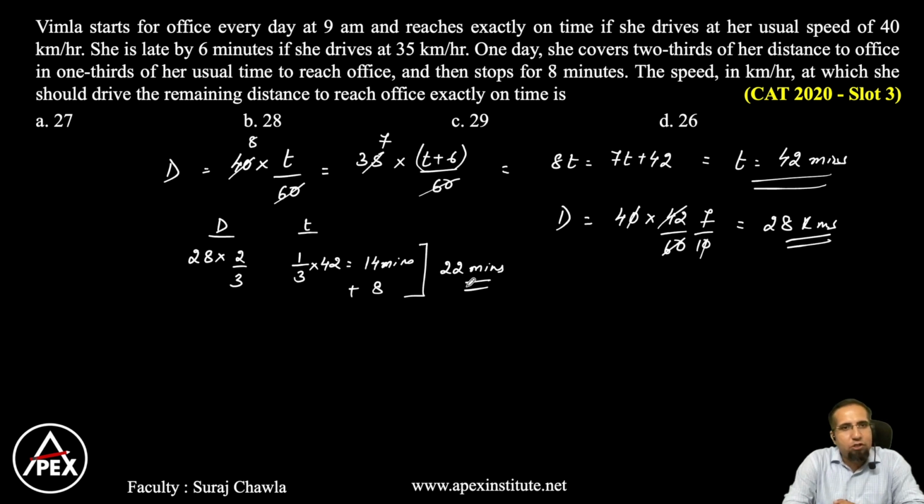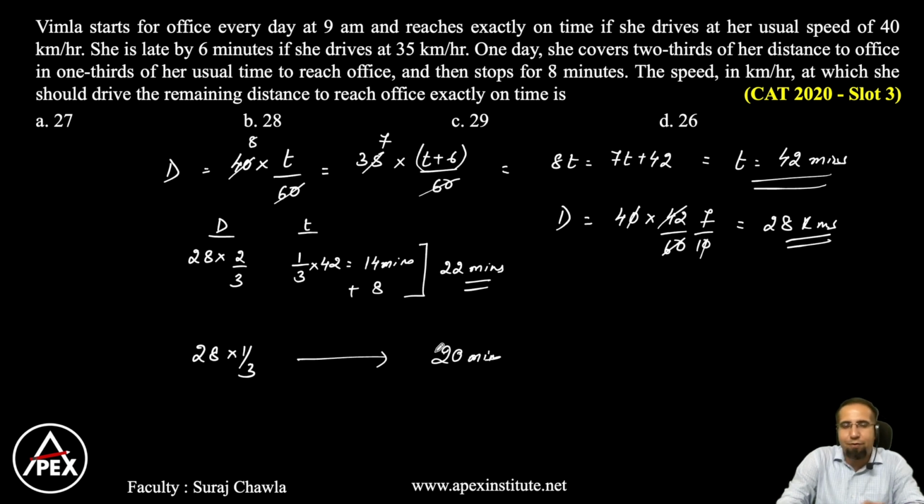The speed at which she should drive for the remaining distance. If 2/3 of the distance is covered, remaining distance becomes 28 into 1 by 3, to reach office exactly on time. Now, exactly on time is 42 minutes. Out of that, 22 minutes are already done. That means she has to cover this distance in 20 minutes.